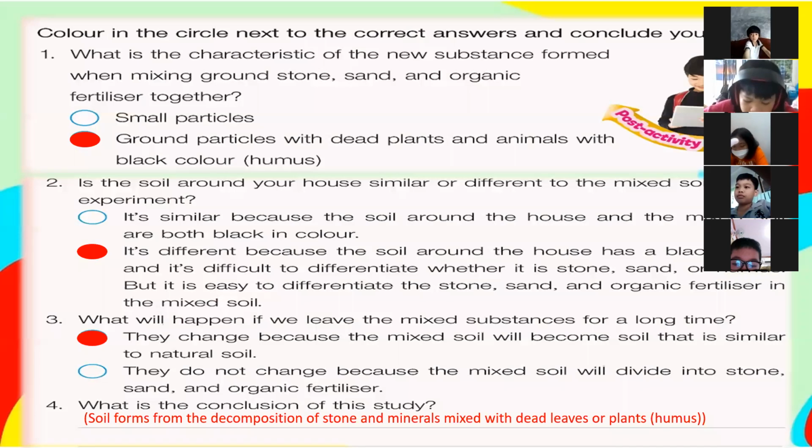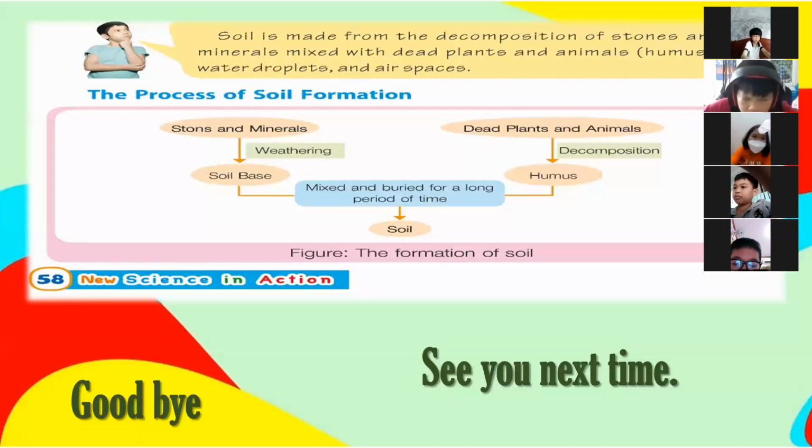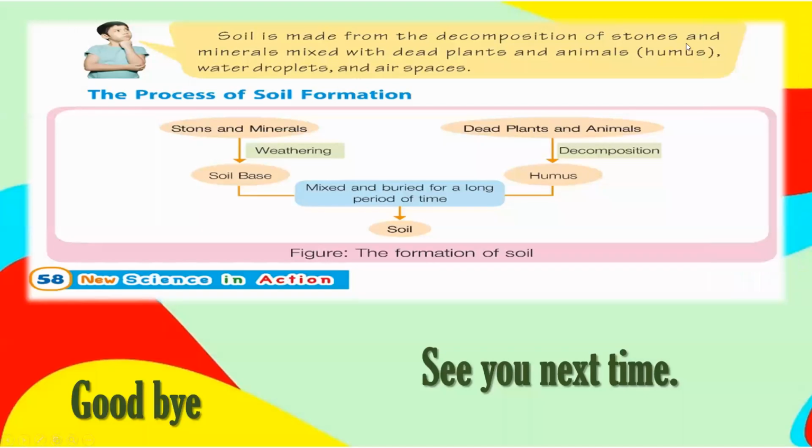All right, students. So, soil is made from the decomposition of stones and minerals mixed with dead plants and animal humus, water droplets, and air. So, soil is actually made of what? Soil is made from the decomposition of stones and minerals mixed together, right? With plants and animals, right? Water droplets and air species, right?